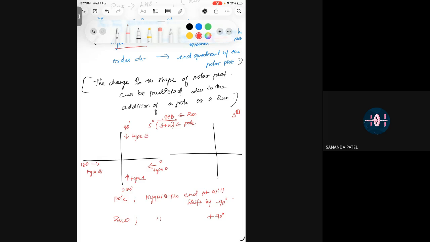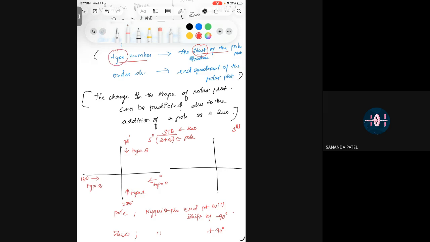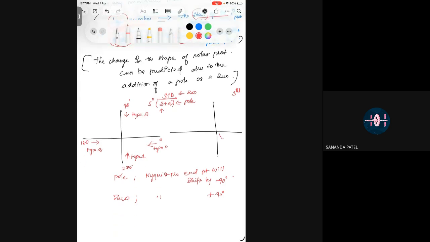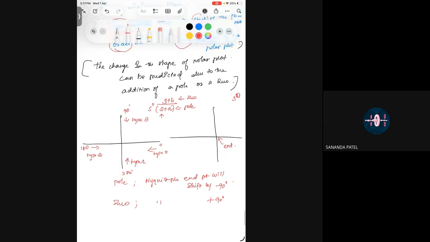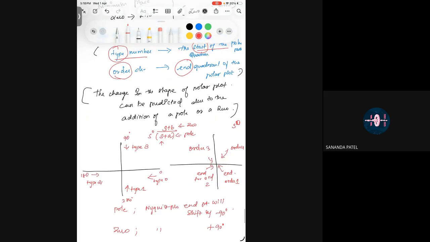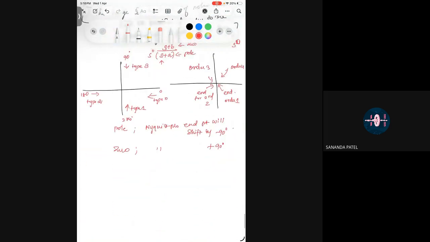So this is how you start drawing your Nyquist plot for any transfer function. For the starting point, you look for the type. For the end point, you look for the order of the system. My order for this example system is 1, right? So this is where it will end for an order 1 system. This is the end for order 2, this is for order 3, and this is for order 4. Based on these degrees, this will be equated by the magnitude and phase criteria later. When we have an example, you will understand.